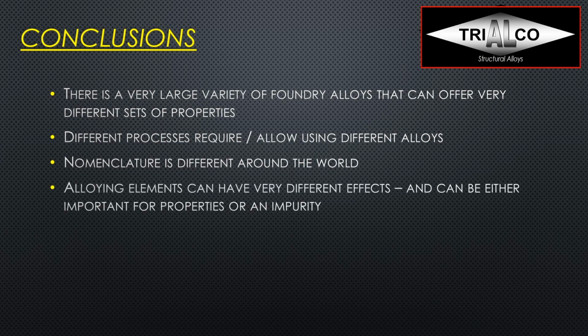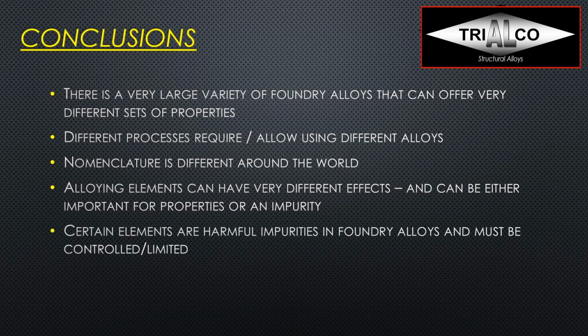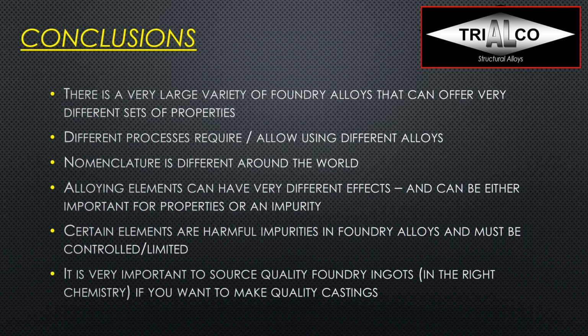Alloying elements can have very different effects, and they can either be an important alloying element in one alloy, and it can be an impurity in another alloy. Now, certain elements are just harmful impurities in foundry alloys, and they must be controlled, they must be limited, and it is very important to source quality foundry ingots in the right chemistry if you want to make quality castings.